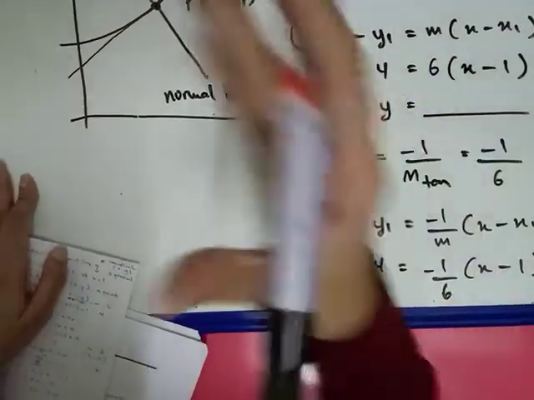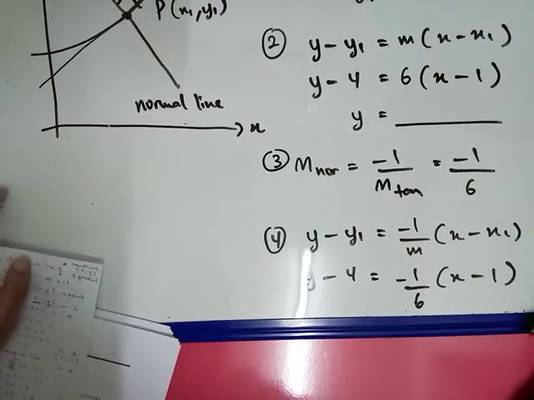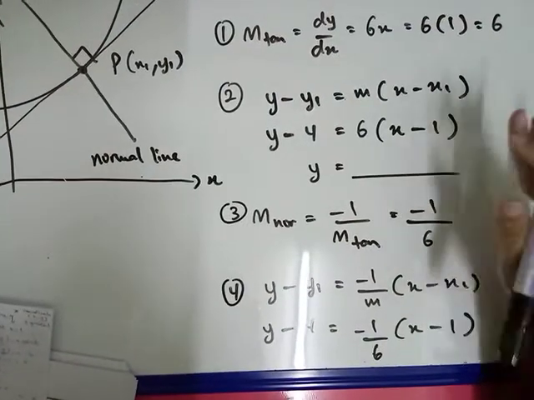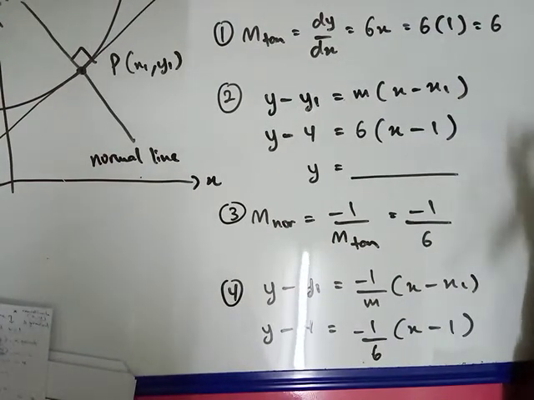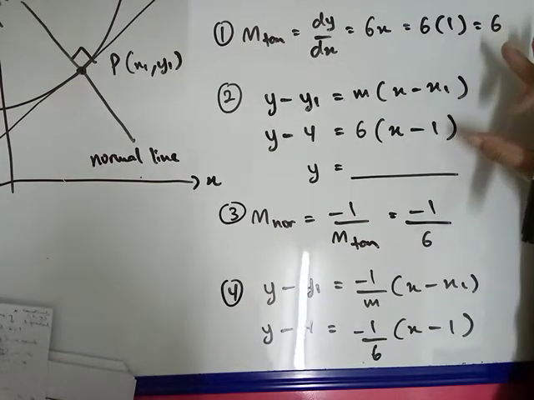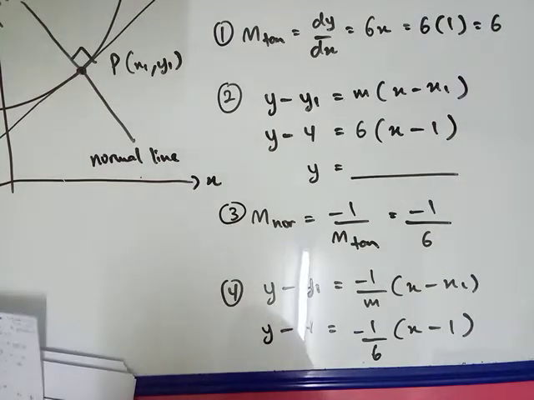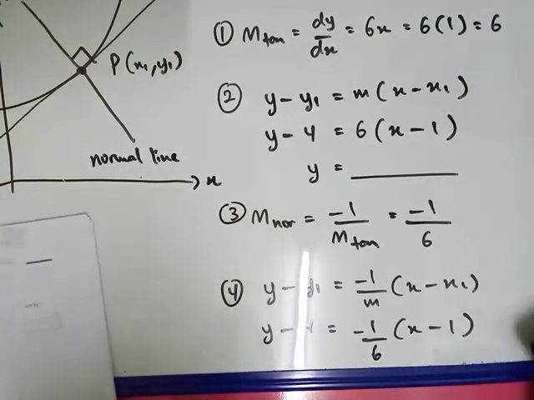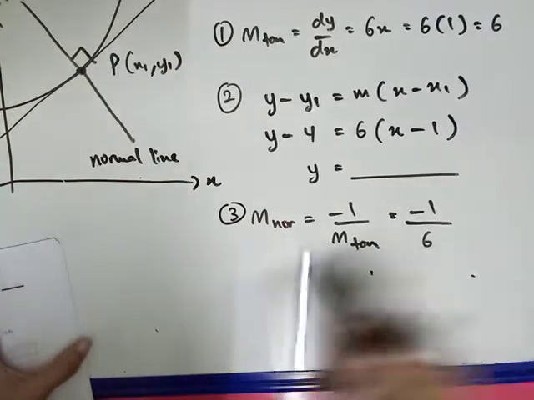Okay, can you understand now? So we have 4 steps here to get the equation for the tangent line and normal line. Okay, to understand better, let's go to the example.